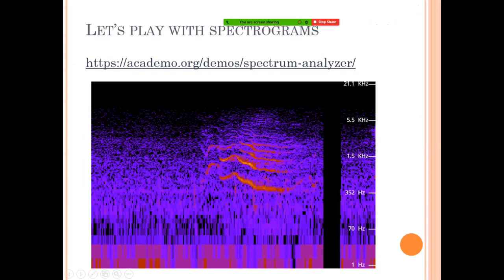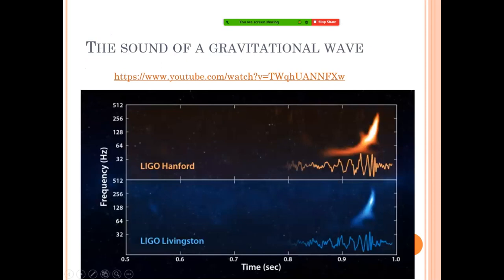No. Okay, so what has it got to do with gravitational waves? Let me show you. This is the gravitational wave that was detected in 2015, the beginning of gravitational wave astronomy. And what you observe here is its spectrogram. Let me show it to you.